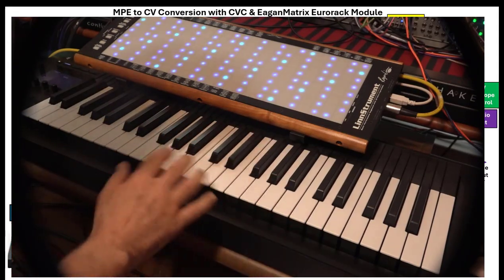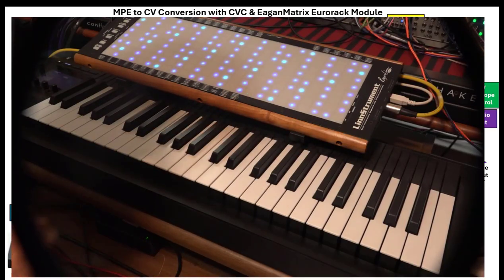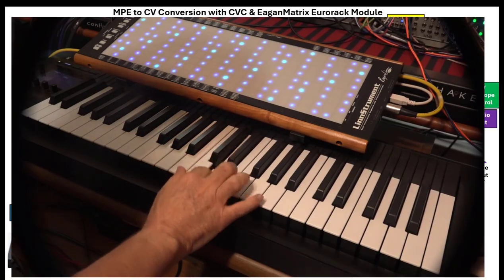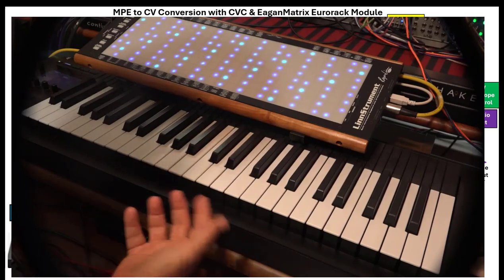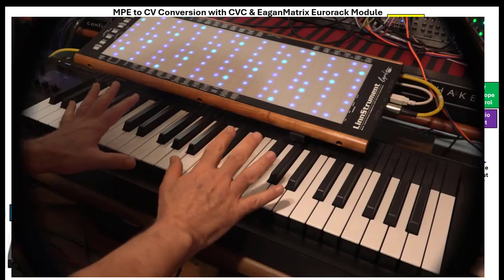So you have a combination of both. If you want the pressure glide, you slide between notes, articulate them, and then no pressure glide. Okay, all well and good.